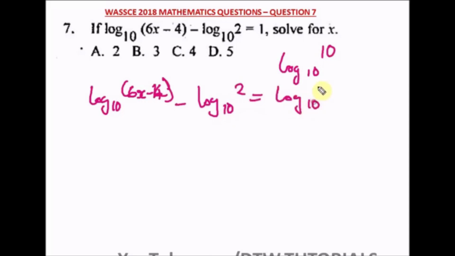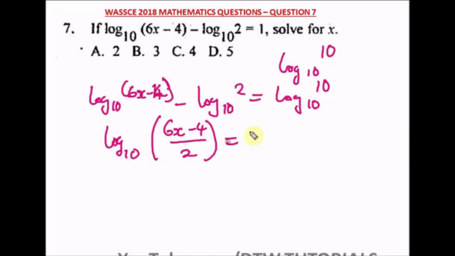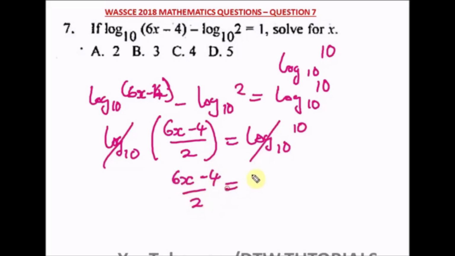Okay, so we have here log 10 bracket 6x minus 4, then minus log 10 2 is equal to what? Log 10 10. Okay, so from here log 10 minus log 10 2 will give us what? That's the division, right? So we have log 10 bracket 6x minus 4 divided by 2 is equal to log 10 10. So from here log 10 will cancel out log 10 and we're left with 6x minus 4 divided by 2 equal to 10. So from here we cross multiply. 2 times 10 will give us 20. We have 6x minus 4 is equal to 20.